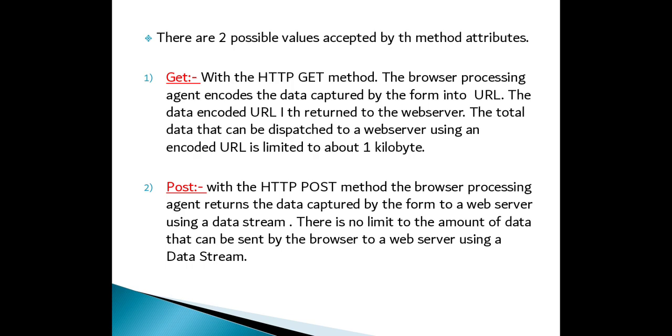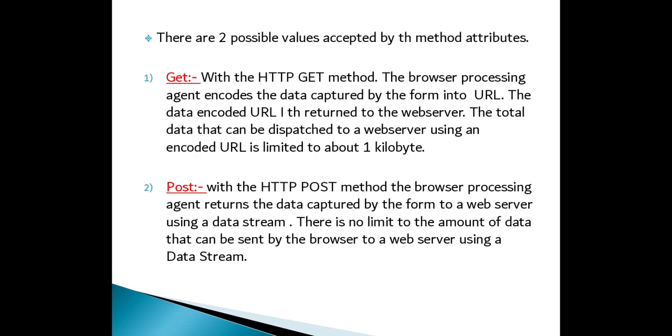In get, with the HTTP get method, the browser processing agent encodes the data captured by the form into a URL. The data-encoded URL is then returned to the web server. The total data that can be dispatched to a web server using an encoded URL is limited to about 1 kilobyte. So here we will use the method known as get, to get the particular URL or links.